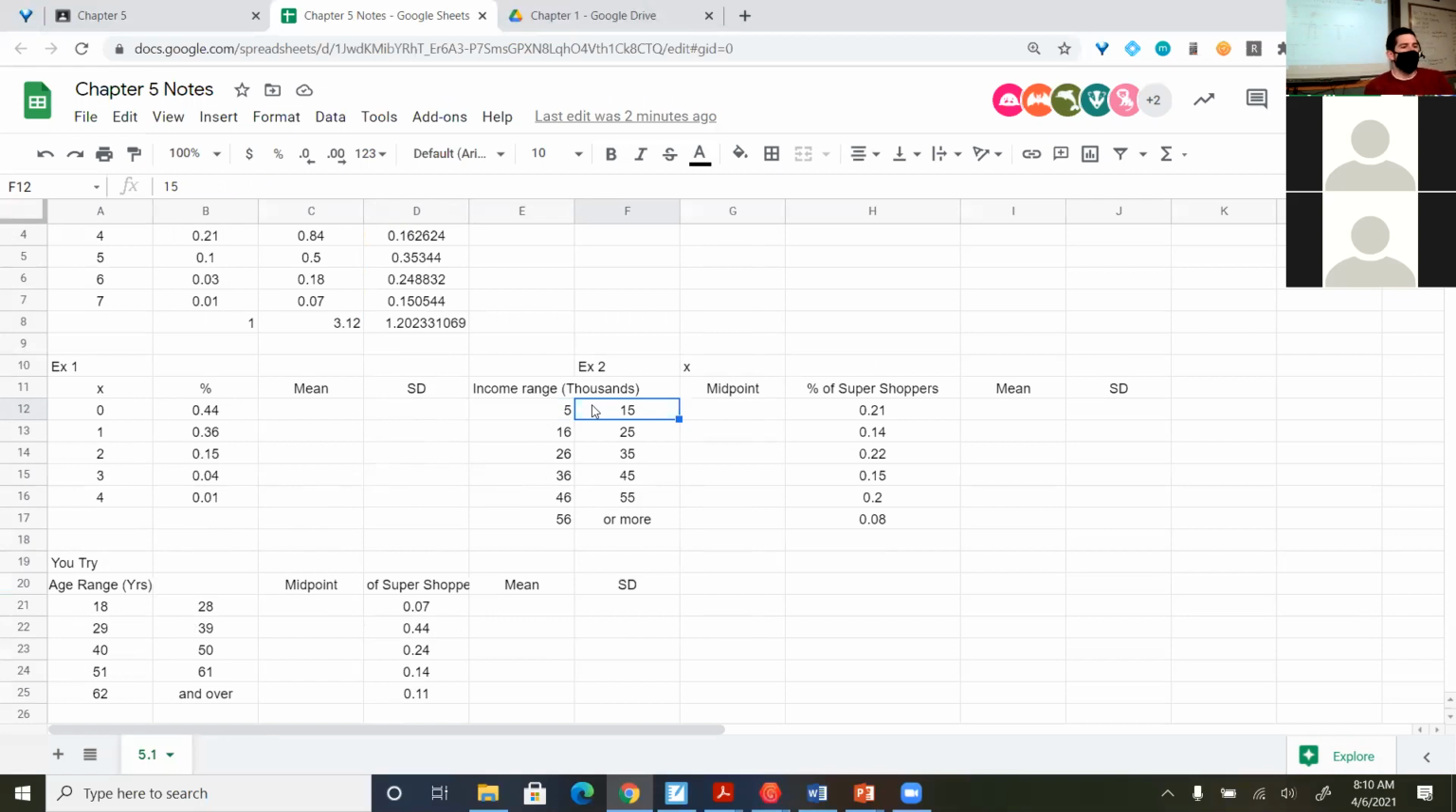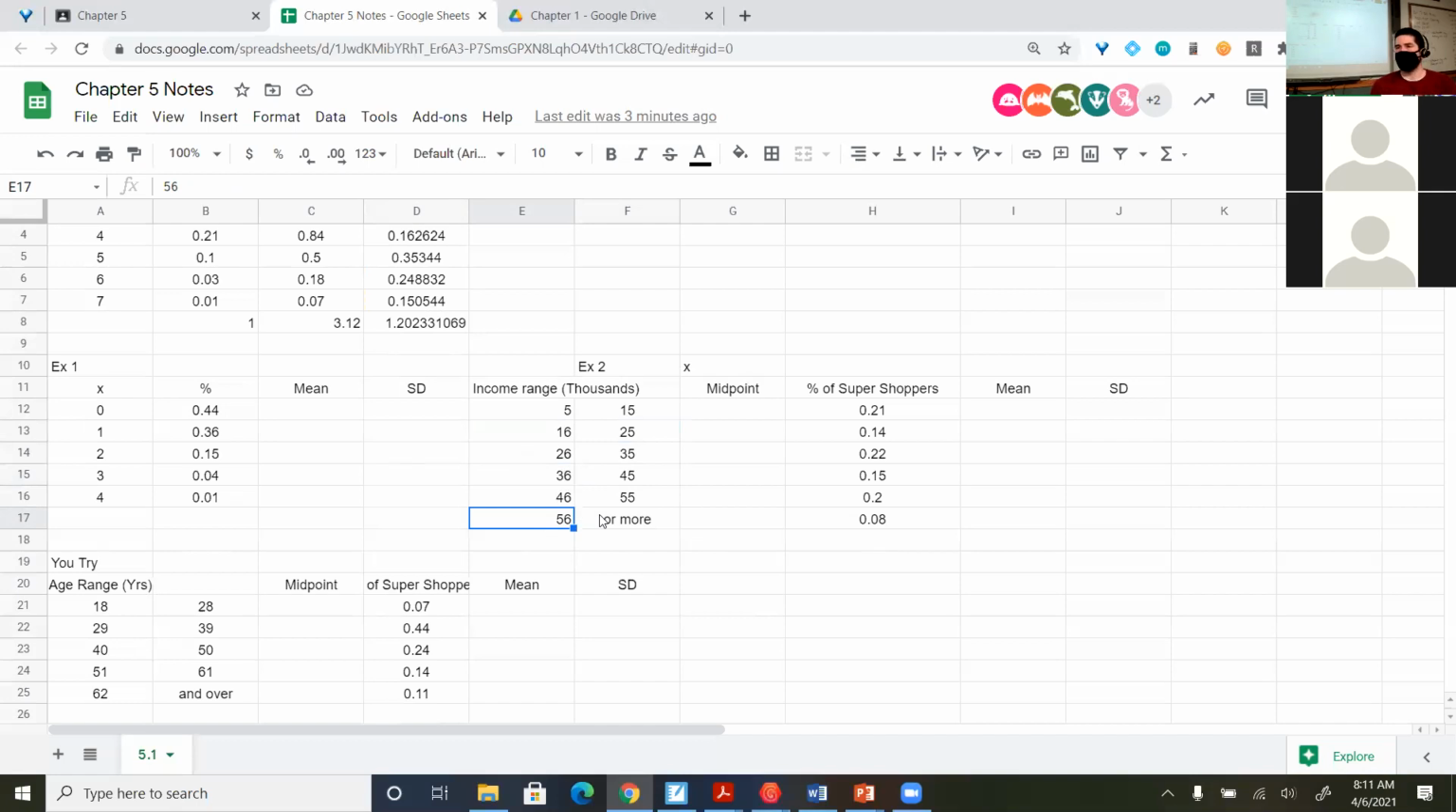And they recorded the income of the people that shop at this superstore. The first income range was between 5 and 15,000. The next range was between 16 and 25,000, 26 and 35,000, 36 and 45, etc. Now you'll notice that the last output is 56 or more.